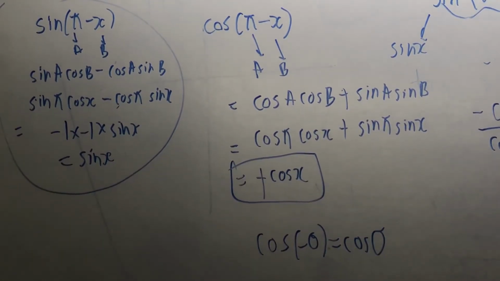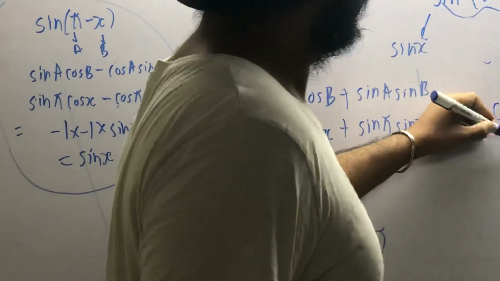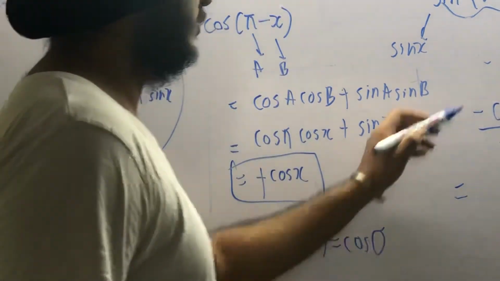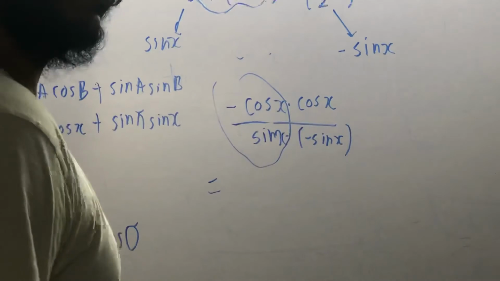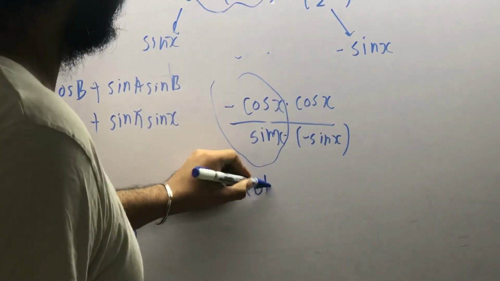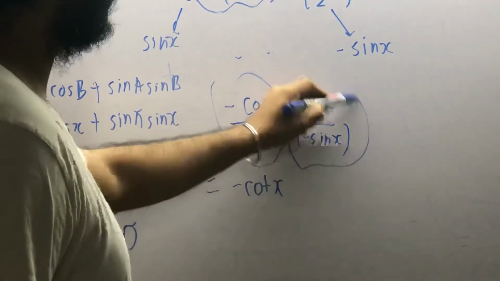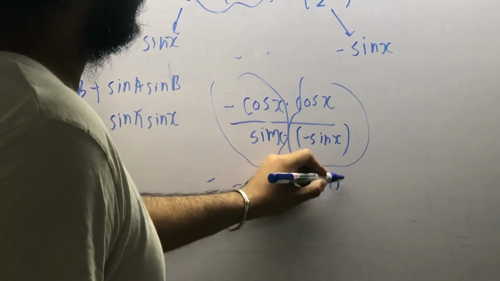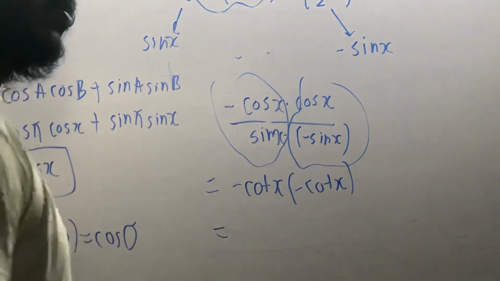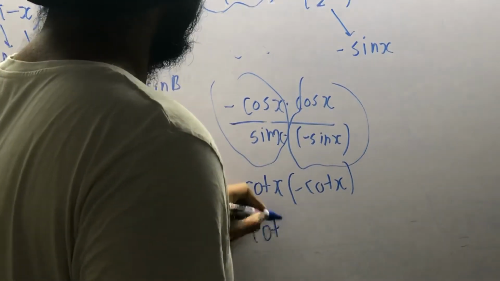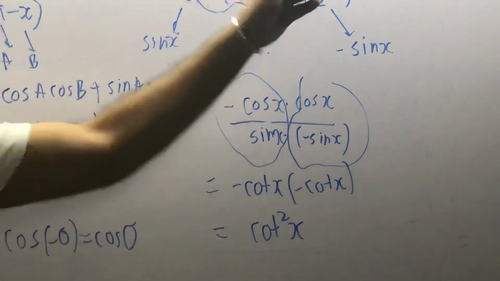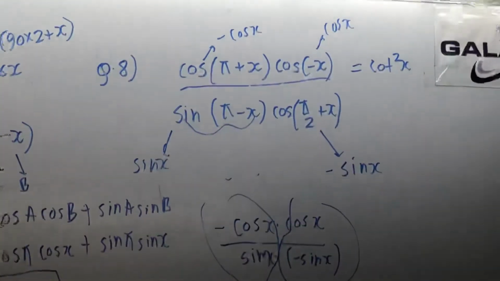Okay, so here sin x will come. Then what will be there? Sin x. So cos x upon sin x is minus cos x upon sin x, minus cot x. Cos x upon minus sin x into minus cot x. So minus cot x into minus cot x, cot square x. This is the answer. Cot square. LHS is equal to RHS, hence proved.